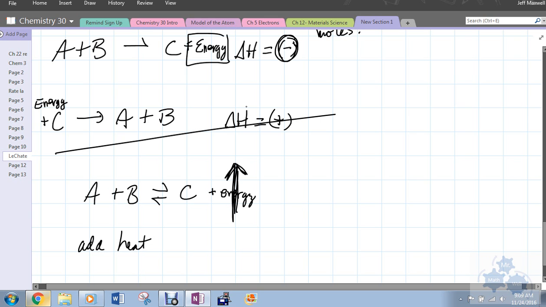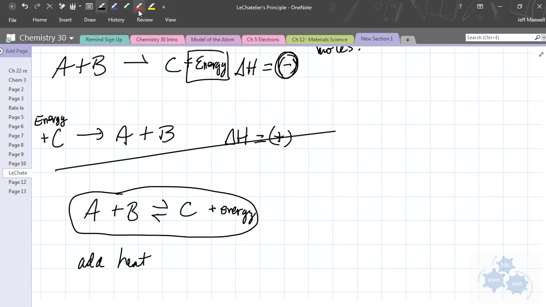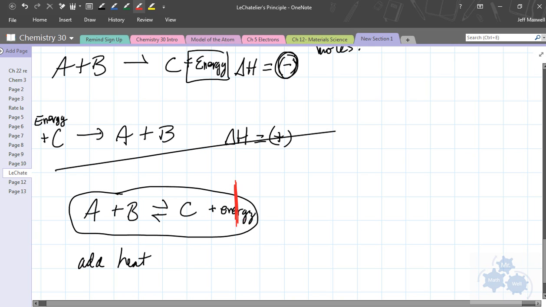There's a shift towards which way? Yeah, shift towards reactants. So if this is the setup, if the forward reaction is exothermic, we have energy on the product side, an addition of heat will shift it back this way. A removal of heat would be like the opposite effect, right? If we decrease the temperature, then we have a shift this way.